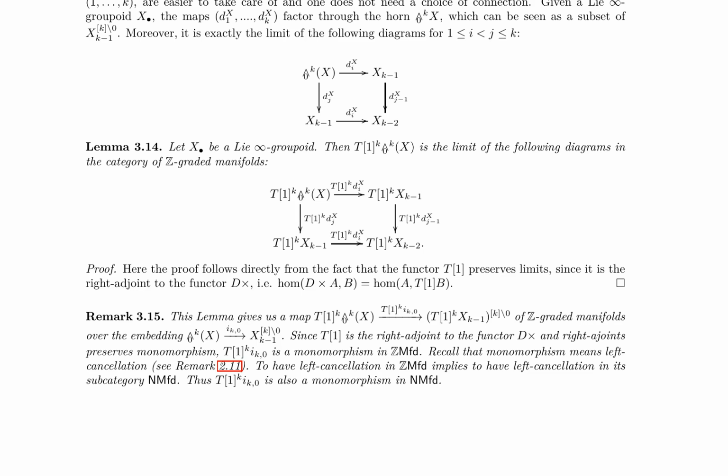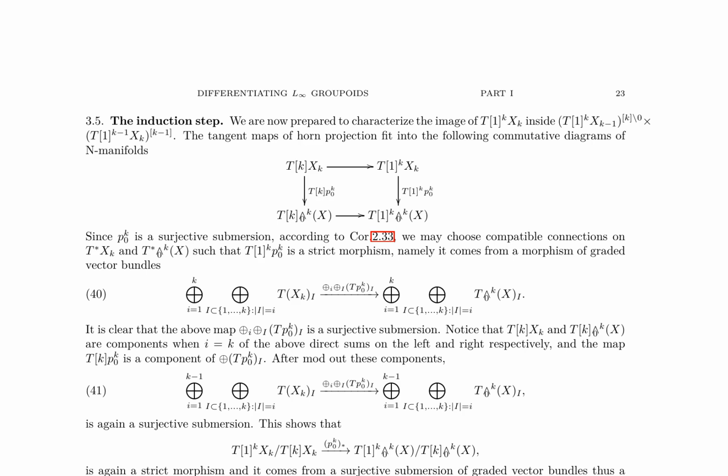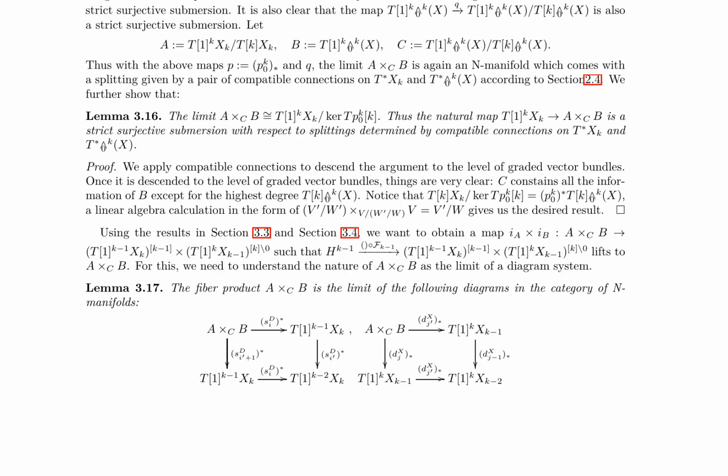The section delves into the induction step for characterizing the image of T1, KXK inside, concentrating on the tangent maps of the Hom projection. It is established that the map T1, KXK, TKXK, PK0, asterisk operator is a strict morphism, a crucial aspect for subsequent analysis. The introduction of compatible connections on T** operator xk and T** operator logical in K0, X ensures the morphism's strictness. The limit A times CB is proven to be a manifold, with a splitting provided by compatible connections.